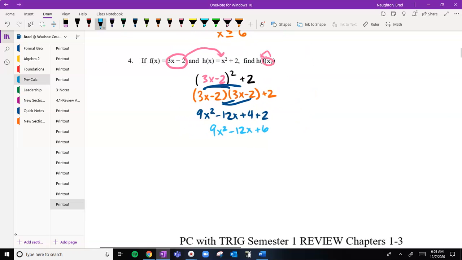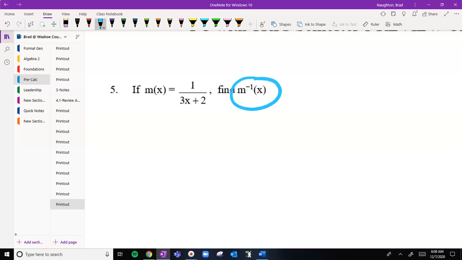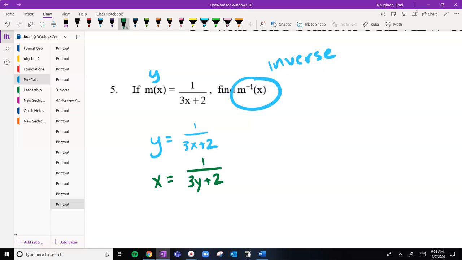And then we have number 5 here somewhere. There we go. Alright, so this notation we might not have seen in a while, but this means inverse. So you're going to switch your y and your x and solve for y. So this m of x is going to be technically our y. So we're going to have y is equal to 1 over 3x plus 2. So x is equal to 1 over 3y plus 2. So now you're going to solve. I'm going to multiply both sides by this 3y plus 2, because then those will cancel.